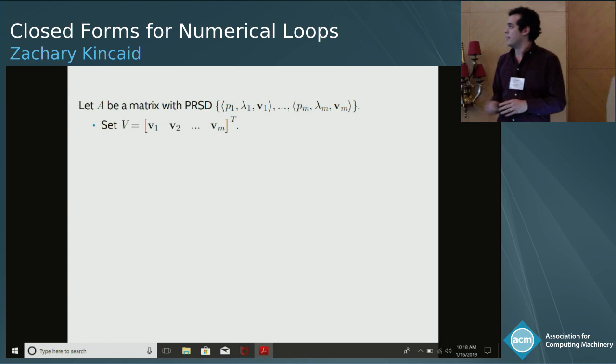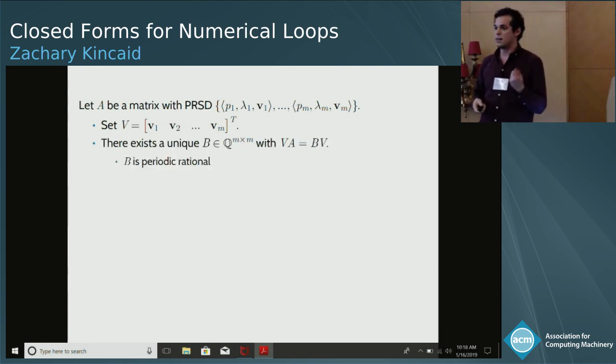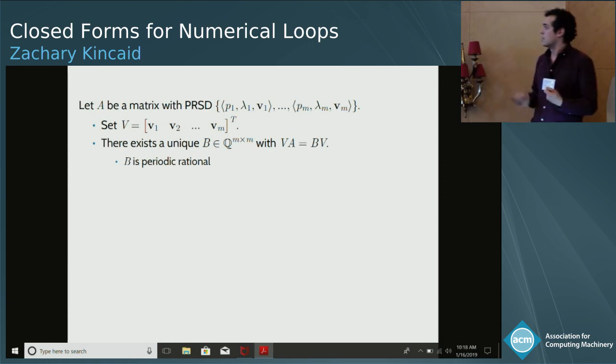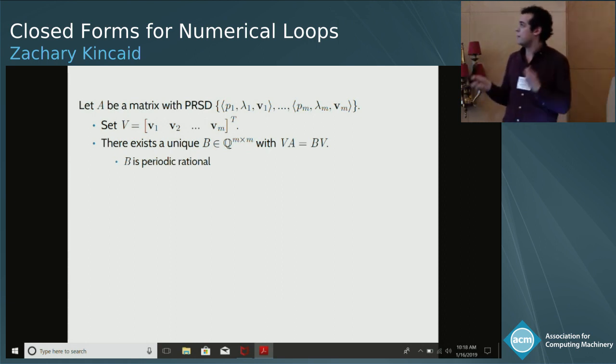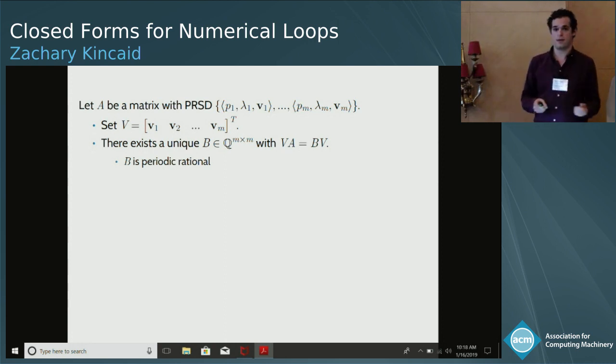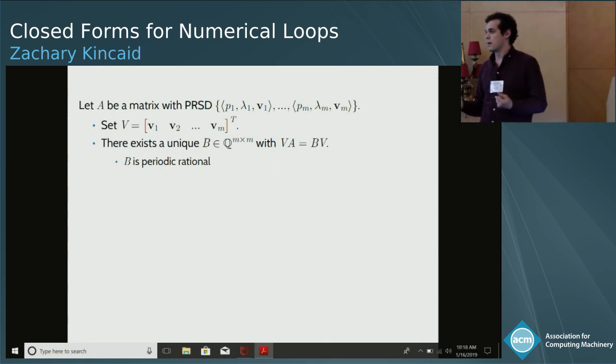What I'm going to do is collect all of the vectors in the PRSD into a matrix, and then I'm going to perform this factorization. So I'm going to find the unique matrix B, which is always guaranteed to exist, such that VA is equal to BV. And this matrix B is always going to be periodic rational. It's going to satisfy this condition.